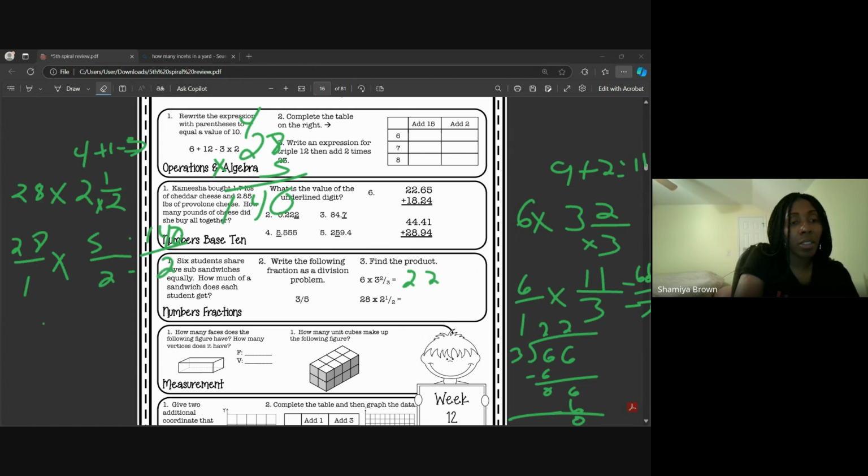Divide that to turn it into a whole number. So 2 goes into 14 7 times. 7 times 2 is 14. Subtract, I get 0. Bring down a 0. 2 goes into 0 0 times. Multiply that, I get 0. Subtract, I get 0. So my answer is 70 for this one.